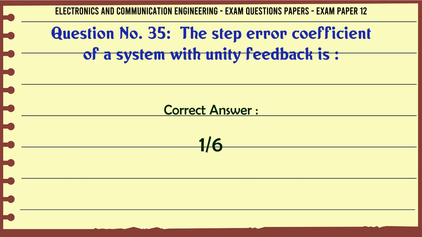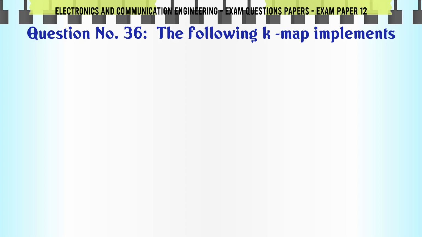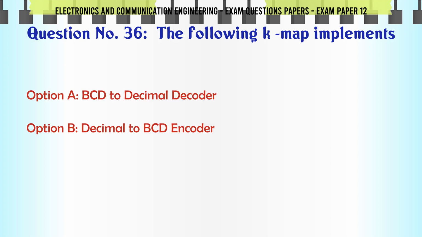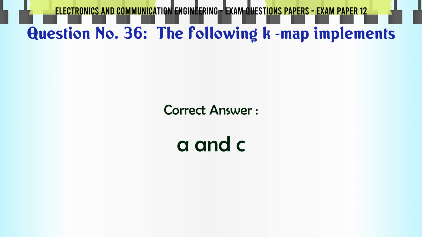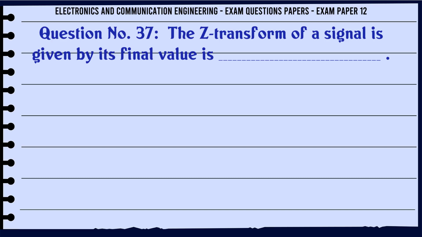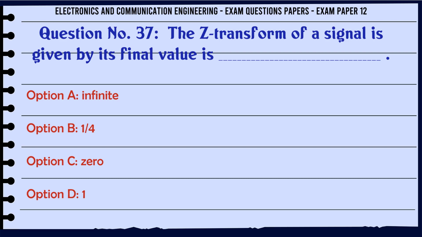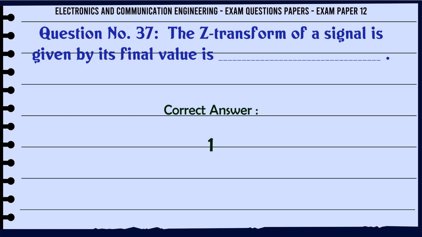16. The following K-map implements A) BCD to decimal decoder, B) decimal to BCD encoder, C) 1 of 10 decoder, D) A and C. The correct answer is A and C. The Z transform of a signal is given; its final value is A) infinite, B) 1/4, C) 0, D) 1. The correct answer is 1.